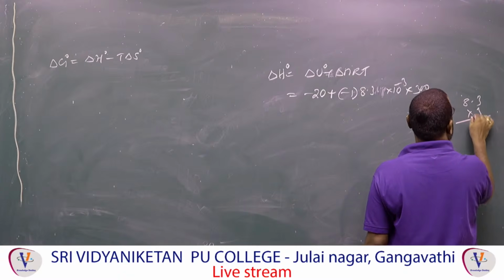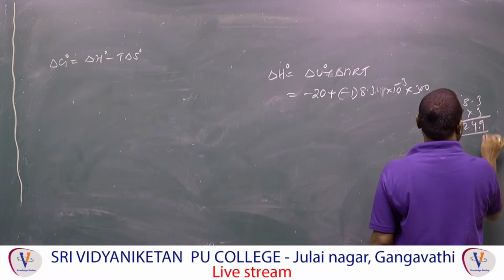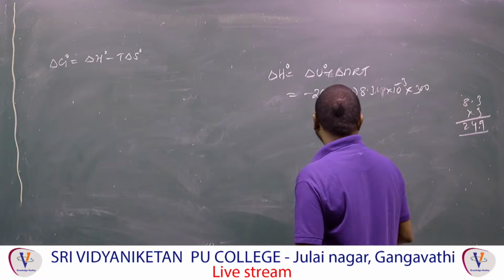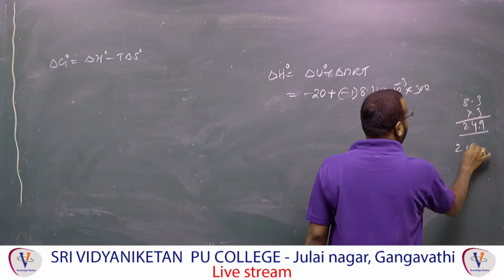So 3 3s are 9, 8 3s are 24, that's 24.9, which means 2490.